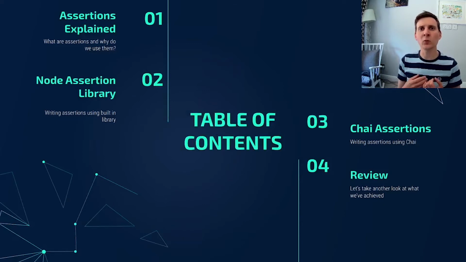First up, we're going to look at what we really mean by assertions, what they are, how and when we can use them. Secondly, we're going to look at two separate ways we can write our assertions. First up, we'll look at using the built-in Node.js library for creating assertions. And after that, we'll look at using Chai, an assertion library popular in Node.js. Finally, we'll do a recap of everything we've learned about assertions.